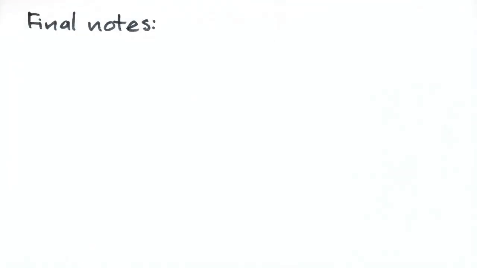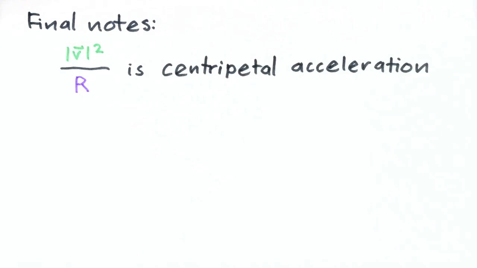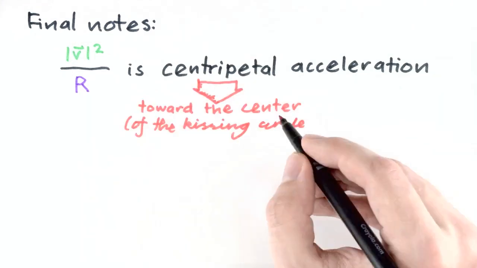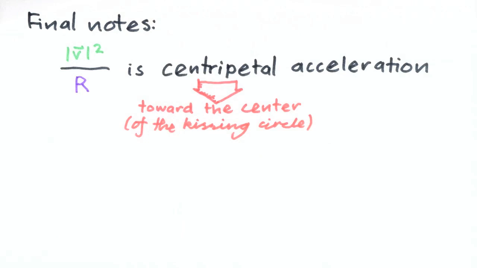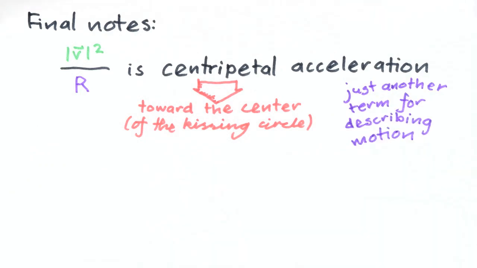The quantity speed squared divided by r is sometimes called the centripetal acceleration, where centripetal just means pointing toward the center of the kissing circle. Now there's no new physics here, just new vocabulary. The centripetal acceleration is just another way to label the trajectory curviness effect that we observe.